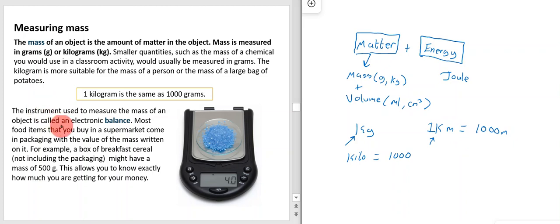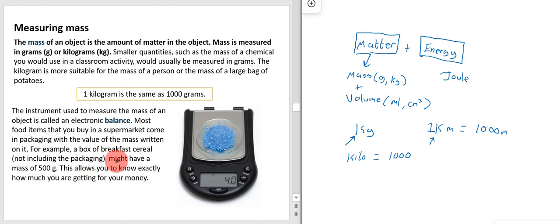So the instrument used to measure the mass of an object is called an electronic balance, and this is what they typically look like. Most food items that you buy in a supermarket come in packaging with the value of mass written on it. For example, a box of cereal, not including packaging, might have a mass of 500 grams.